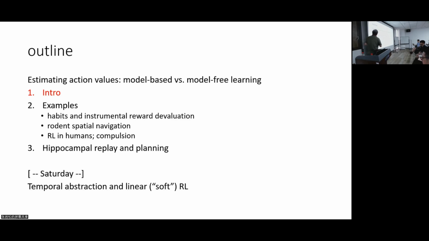And then sometime between the end of today and Saturday, I'm going to be talking about more neural things: the hippocampus and how it might be involved in these processes, and also some material about the entorhinal cortex that relates to the soft RL idea that Ruben gave us yesterday or the day before. Okay, so that's the plan.